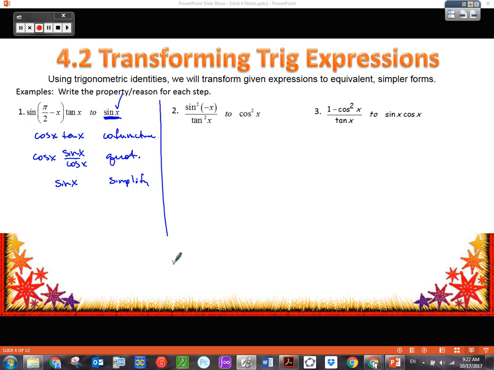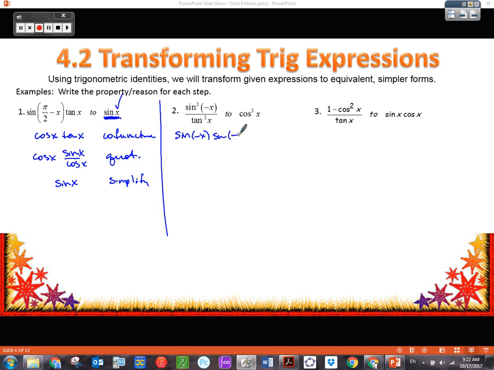So let's look at the second one. On this one, I see that even odd property is kind of glaring at me. I want to deal with it. I need to get to cosine squared. I don't have a cosine over here at all, but I think we can get to one. So the first thing I'm going to do is deal with that even odd property. I'm going to split this up.